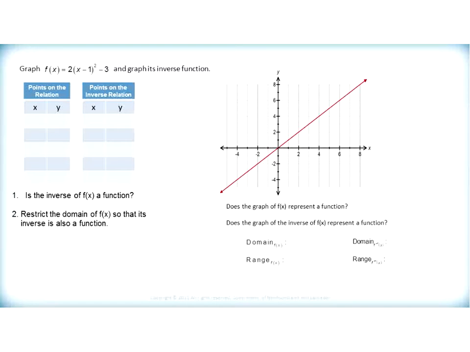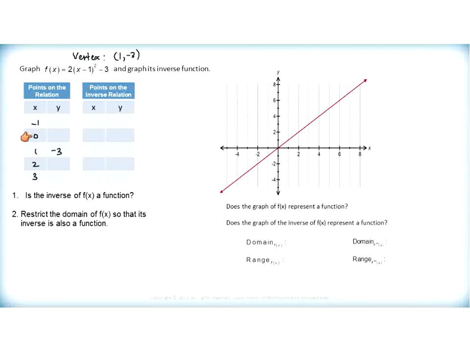Here we go. The original function is a parabola, as you can see: f of x equals 2 times (x subtract 1) squared subtract 3. If I want to graph that function, I want to put the vertex in the middle of the table of values. The vertex of this parabola is 1 and negative 3. So I place the vertex in the middle, and I choose two numbers on each side of the x-coordinate. So I would choose 0 and negative 1, 2, and 3.